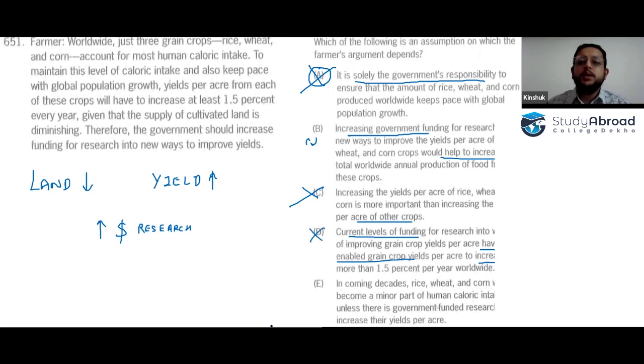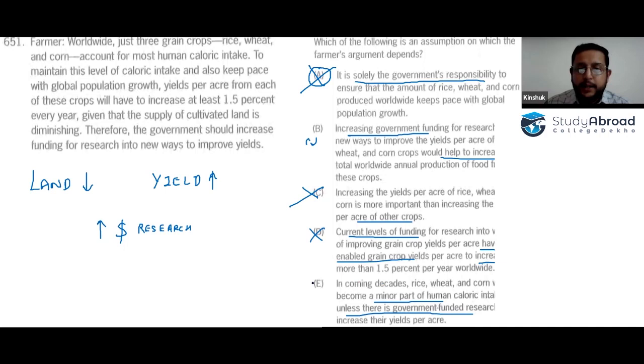Last one. It says in the incoming decades, rice, wheat and corn will become a minor part of human caloric intake unless there is government funded research to increase their yields per acre. So they are saying that without government funded research, these crops will become a minor part of humans' caloric intake. The author is not about predicting the future, what is going to happen in the coming decades. The author's point is that the government should increase the funding because we need to find new ways to improve the yield. That is what he is projecting. He is not telling us what will happen years down the lane. So no, answer choice E will not be the right answer.